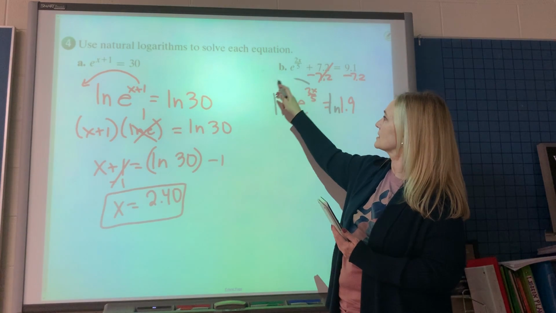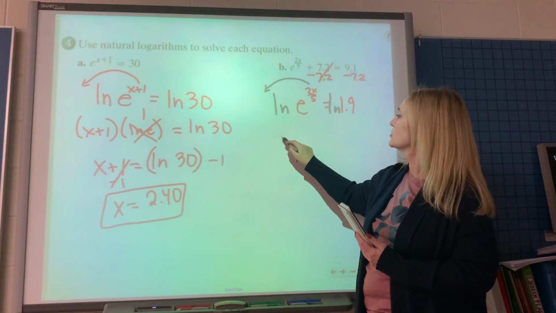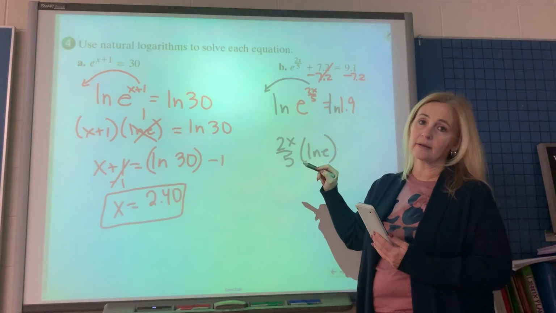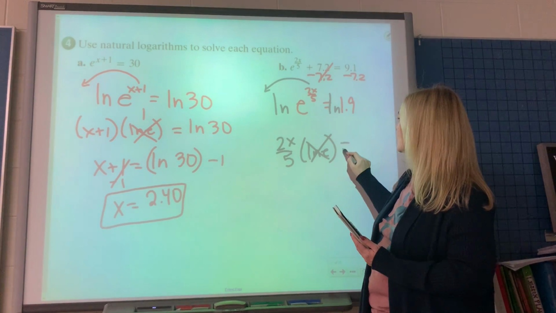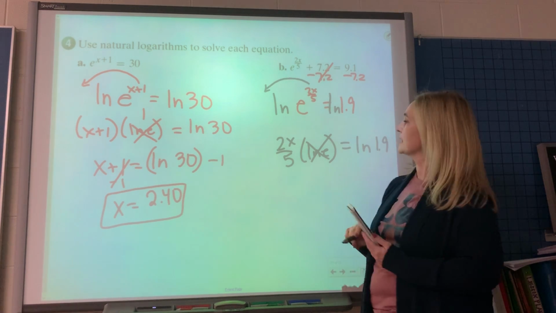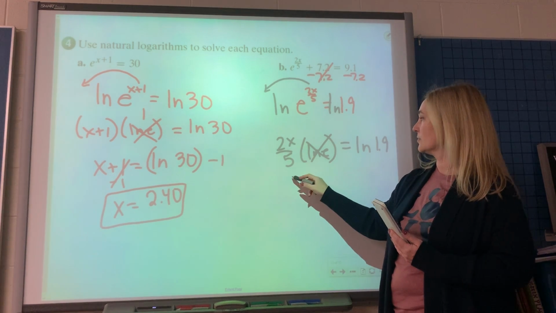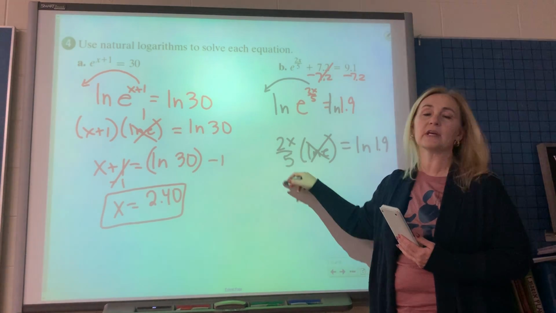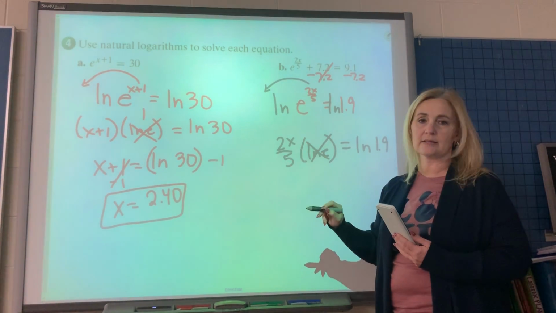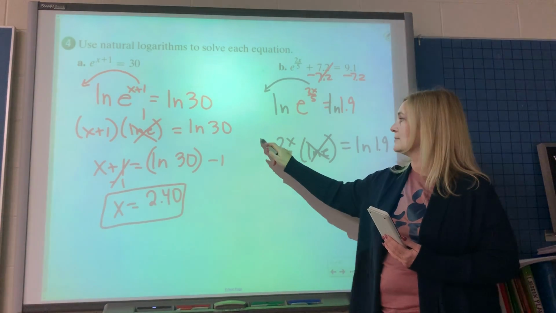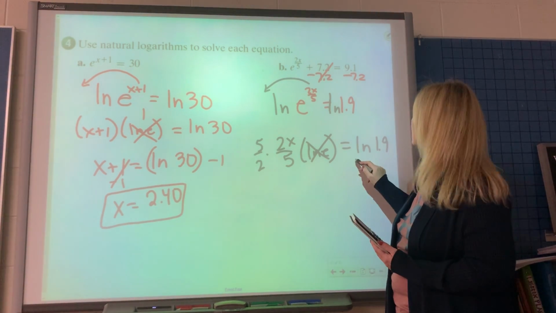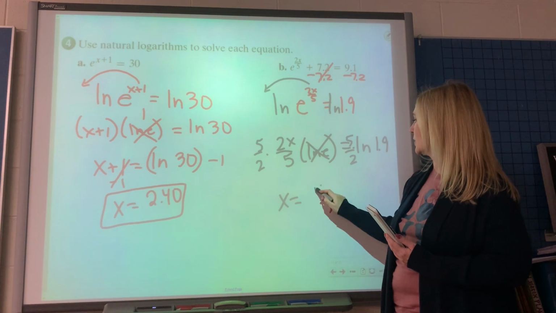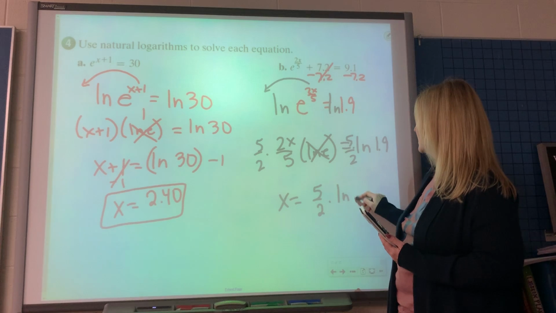That lets you bring this exponent down to the front. So you have 2x over 5 times the ln of e, which is equal to what? 1. Take it out, you don't need it. ln of 1.9 on that side. So we have 2x over 5 equals the ln of 1.9. We just need to solve it for this x. How do you get rid of this 2/5? You have 2/5 times x. So if you want to get rid of the 2/5, then you're going to multiply by 5/2. Multiply by 5/2 over here. So we have x equals whatever 5/2 times the ln of 1.9 is.